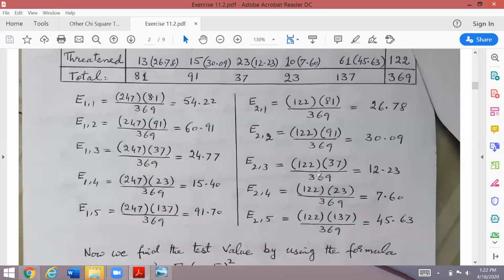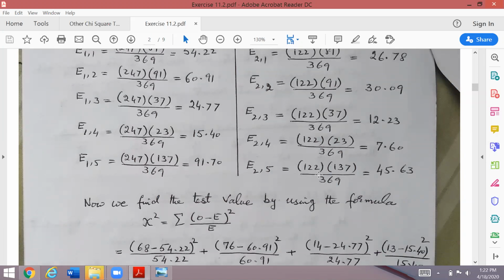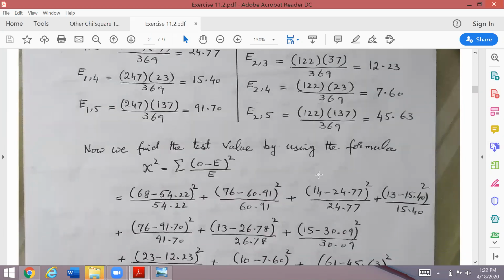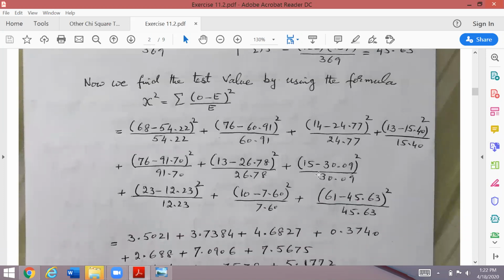Now from these tables, keep on putting the observed and expected values. So now you find the test value by using the formula. The formula is the same that you had been using in your goodness of fit test: chi square equals sigma (O minus E) whole square upon E. My first observed value was 68. My first expected value, which I wrote in the bracket, was 54.22.